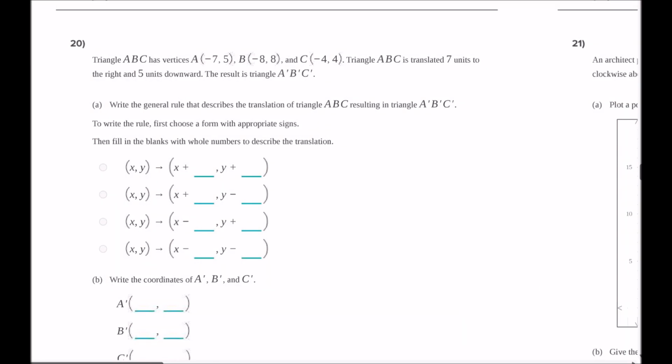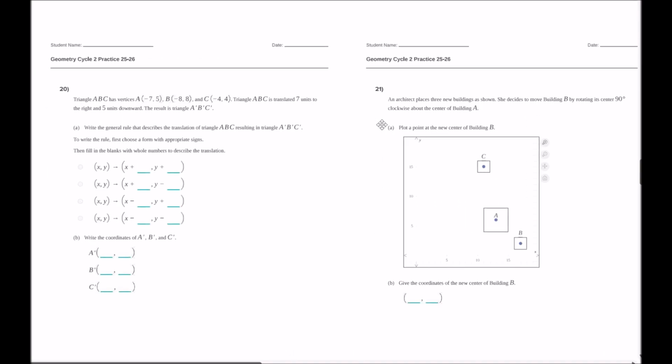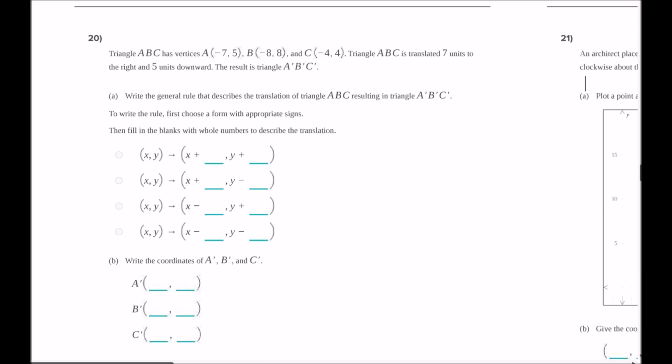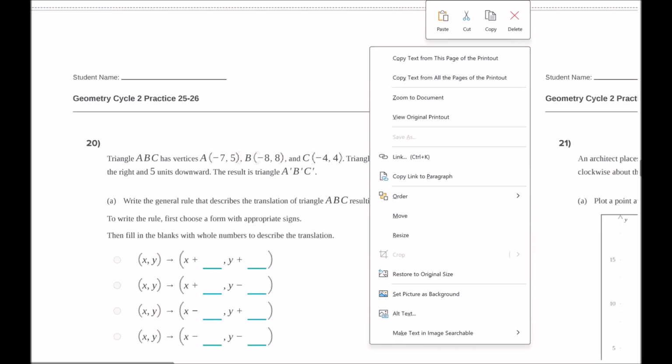Let's just zoom in here a little bit. Okay, so it's translated 7 units to the right.